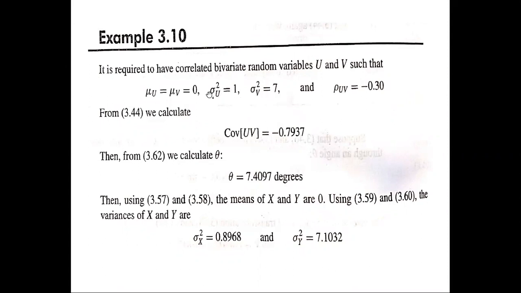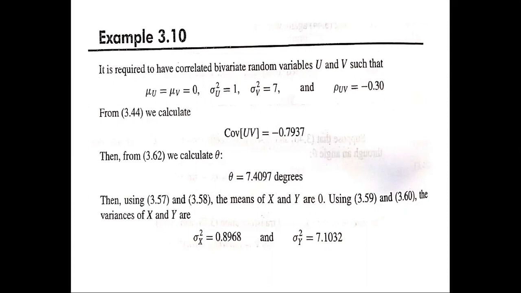So covariance of uv is sigma u, sigma v, rho uv. Rho uv is 0.30 multiplied by the root of 1 into 7, and that will give us the value minus 0.7937. It is not 1 and 7 we should multiply. 1 and 7 you should multiply, but take the root of that, and multiply with this value. You will get the value which is covariance of u and v.